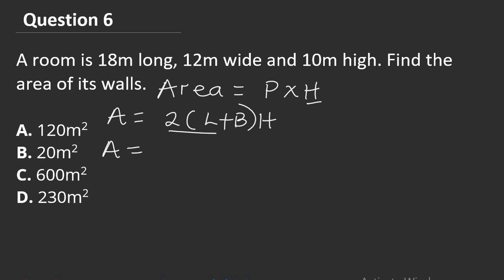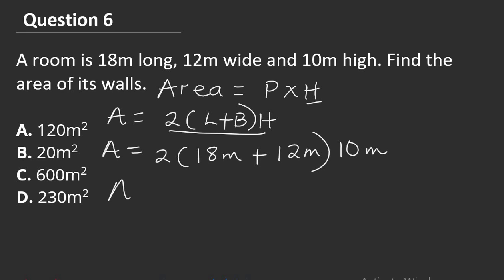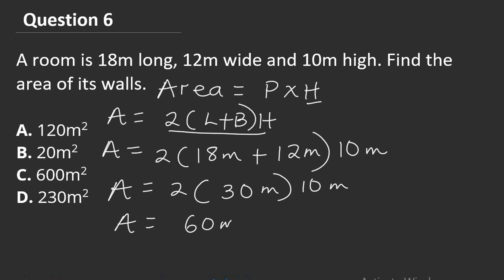So the area here of 4 walls, this is the formula, will be 2 bracket the length, which is 18 meters according to the question, plus the breadth, which is 12 meters, close bracket, times the height, which is 10 meters. The area A is equal to 2 brackets, 18 plus 12 will give us 30 meters, close bracket, 10 meters. 2 times 30 will give us 60 meters. Now times 10 meters. Area of 4 walls is equal to 600 meters square. The right option is C.